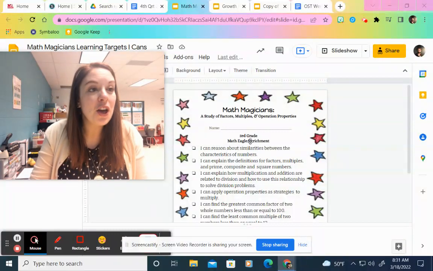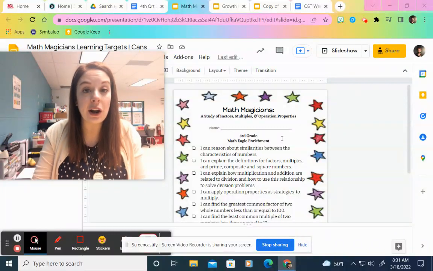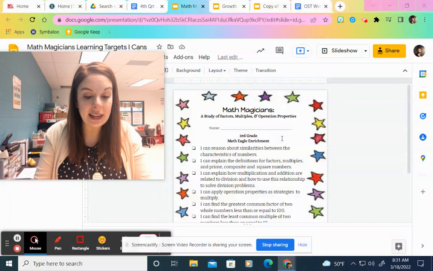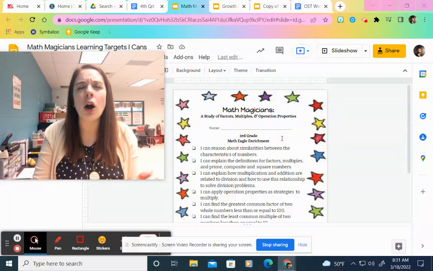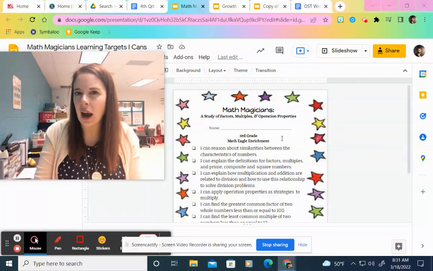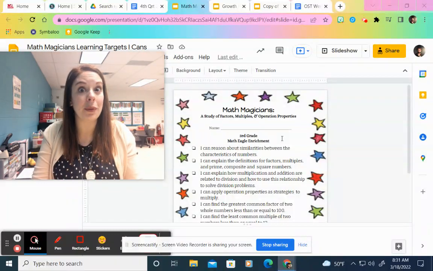Let's just read them. The first one reads, I can reason about similarities between the characteristics of numbers. So we're going to learn how to do that. The next goal is I can explain the definitions for factors, multiples, and prime, composite, and square numbers. You probably are aware of some of those words already. I would think prime and composite, maybe multiples and factors. You've probably talked about that already in your math class. We're just going to go deeper into those, and we're going to add in square numbers.